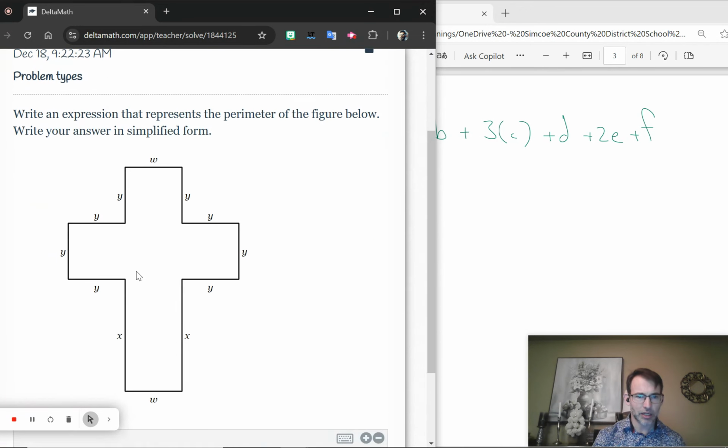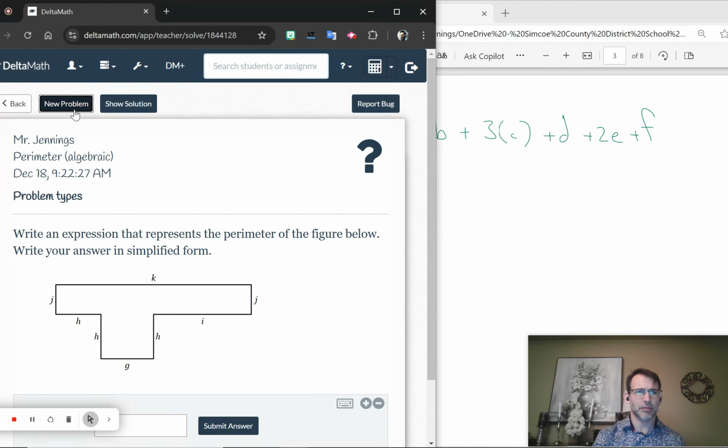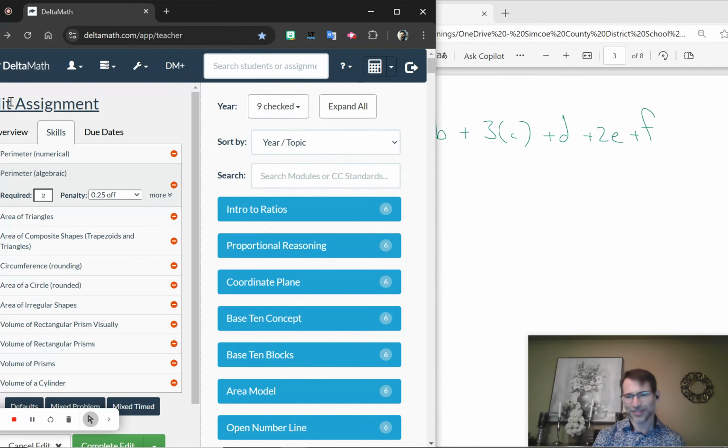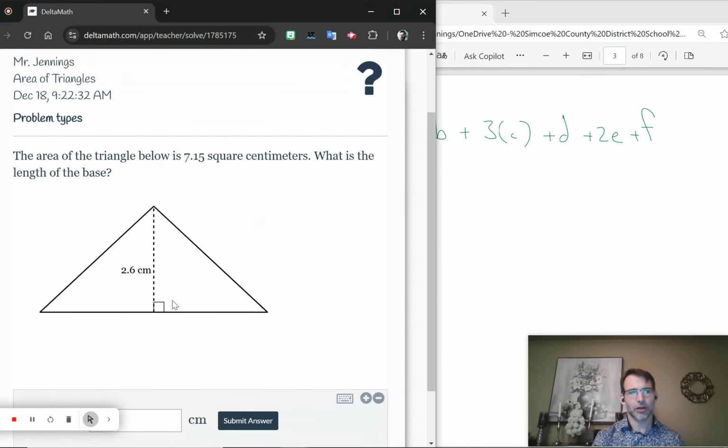Anything else that we need to take a look at here? Not really. I kind of wish that they had better ones, but they don't. Anyhow, let's go. And then we get into area of triangles. All right, this one.